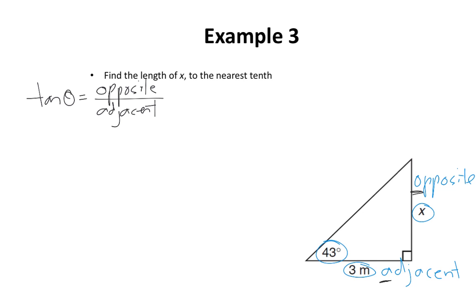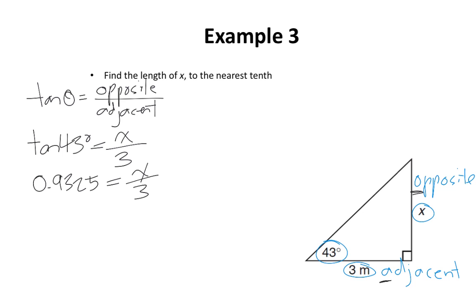At this point, you want to substitute in your known values. I know what the angle is, so instead of writing theta, I'm going to write 43 degrees. And instead of writing opposite, I'm going to write x, and instead of writing adjacent, I'm going to write 3. What exactly is tan of 43 degrees? Well, you're going to need to use a scientific calculator to figure that out. You're going to punch that into your calculator and you're going to get a very long number. I only want you to take a few decimal places, so I'm going to round it to 0.9325. Everything else stays the same.